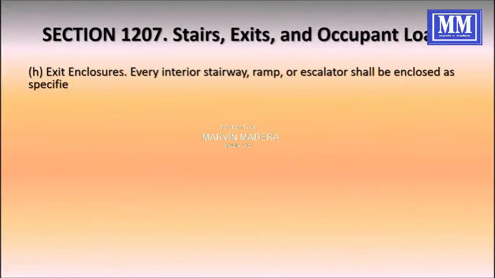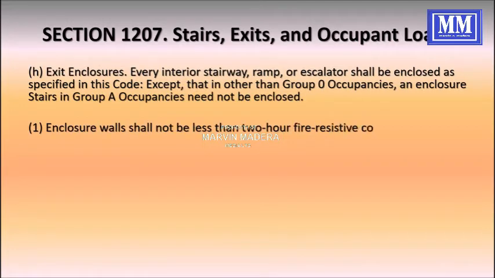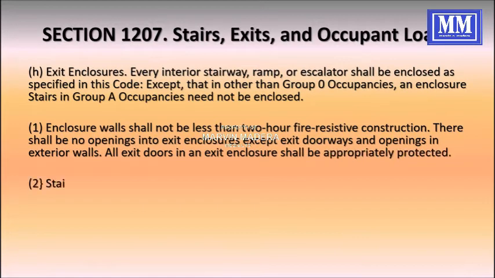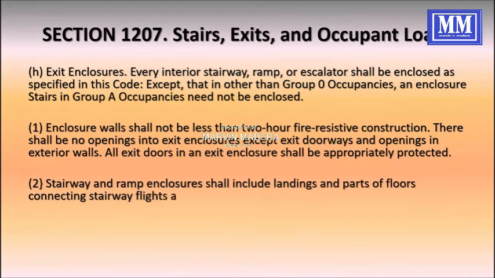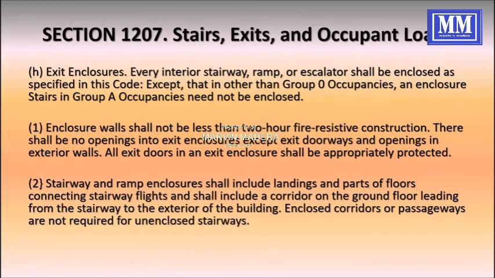Exit enclosures. Every interior stairway, ramp, or escalator shall be enclosed as specified in this code, except that under other than Group O occupancies, an enclosed stairway in Group A occupancies need not be enclosed. Enclosure walls shall not be less than 2 hour fire resistive construction. There shall be no openings into exit enclosures except exit doors and openings in exterior walls. All exit doors in an exit enclosure shall be appropriately protected.